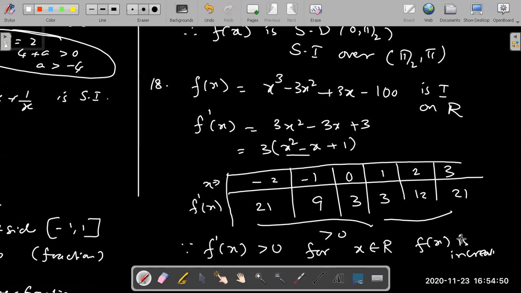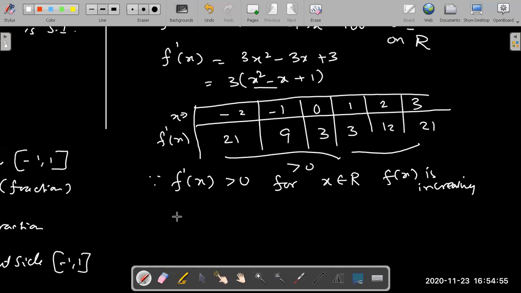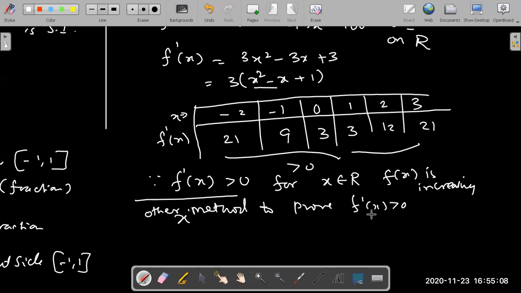So let me tell the completing square method also. Sometimes that is also useful. The other method to prove f dash x is greater than 0: x squared minus x plus 1 can be written as, when we divide this by 2, we will have half. So x minus half whole squared, that means you are dividing this by 2.